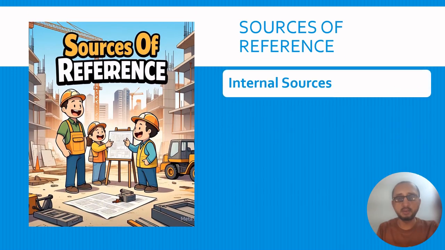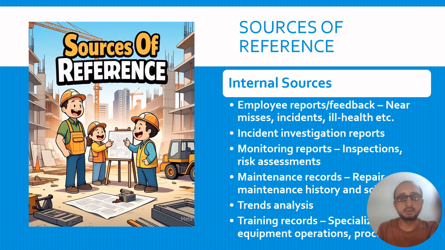Sources of information or reference can be valuable in hazard identification. There are internal sources and external sources. Let's first look into the internal sources. Employees' reports or feedback can be very valuable for you, as employees or workers are in a better position: they are facing the hazards and performing the activities. So they are better aware of the situations or circumstances, and their feedback can be very valuable in hazard identification.